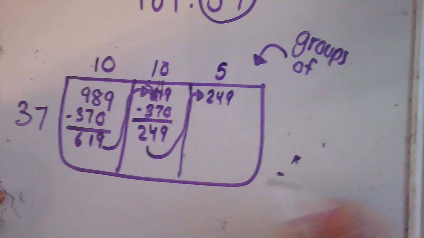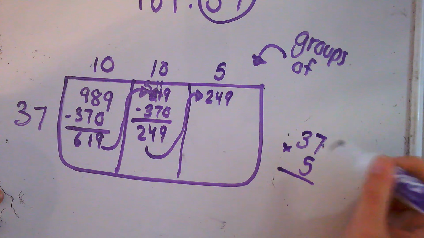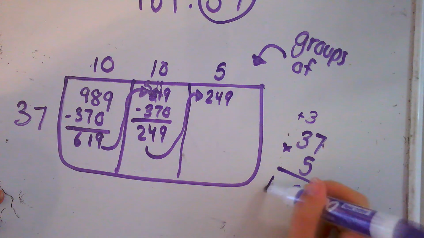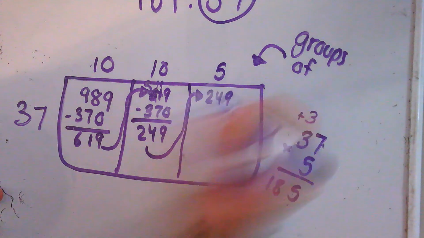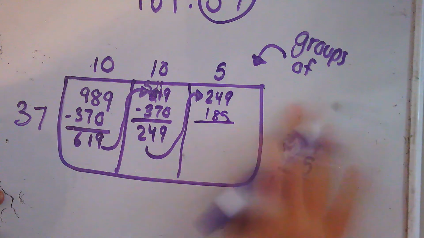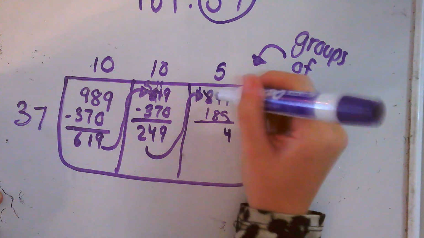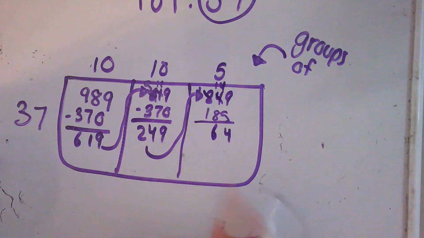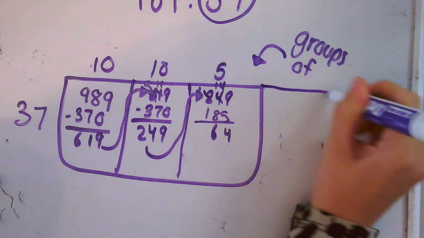I need to figure out 37 times 5, and using my multiplication, I can do that on the side. 5 times 7 is 35. 3 times 5 is 15, plus 3 gives us 18. 185, that's perfect. 5 times 37, or 5 groups of 37, gives me 185. Let's subtract again and find the difference. Go ahead and do this on your paper. That gives me 64. Uh-oh, I've come to the end. I can always just add another box. Don't worry.